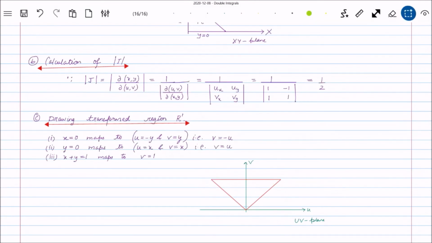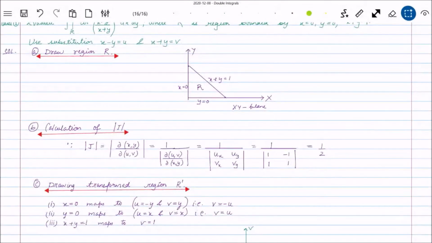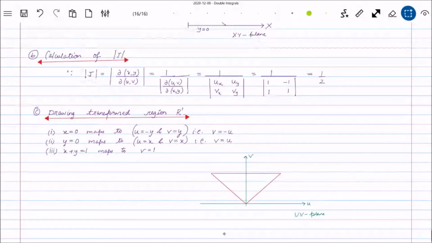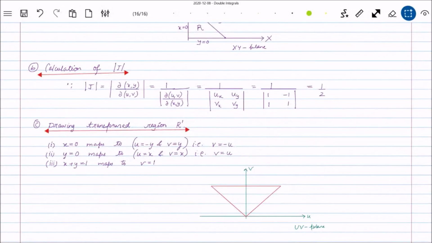So this is the new picture. You can see that the original triangle was like this, and the new triangle is just like a rotated triangle, right? Of course it has longer edges than the earlier one, right?